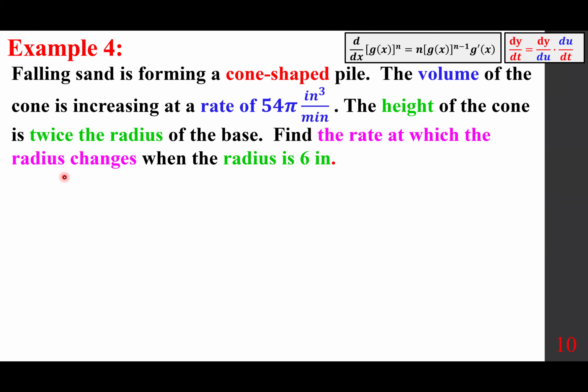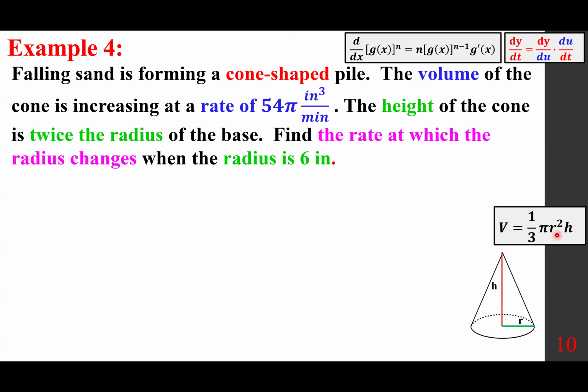So what is a cone shaped? We should know it looks like that. The base has a radius r. Here's the height, and the volume is 1/3 pi r squared h. So that's a piece of information from geometry, trigonometry, algebra, you name it. Geometry mainly, we should know. And so that's one piece we need.